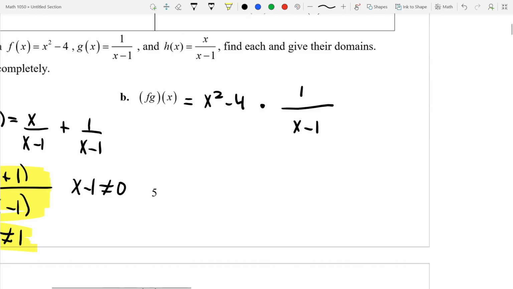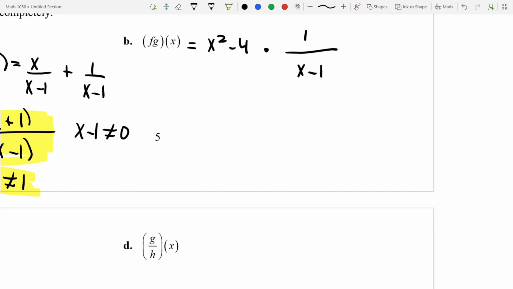Okay? I asked my classes, do you remember how to multiply fractions? And someone said cross multiply. Cross multiply to me means the top goes to the bottom and the top goes to the bottom. Is that how you do that? No. What do you do? Straight across, right? So 1 times x squared minus 4 is x squared minus 4. 1 times x minus 1 is x minus 1.